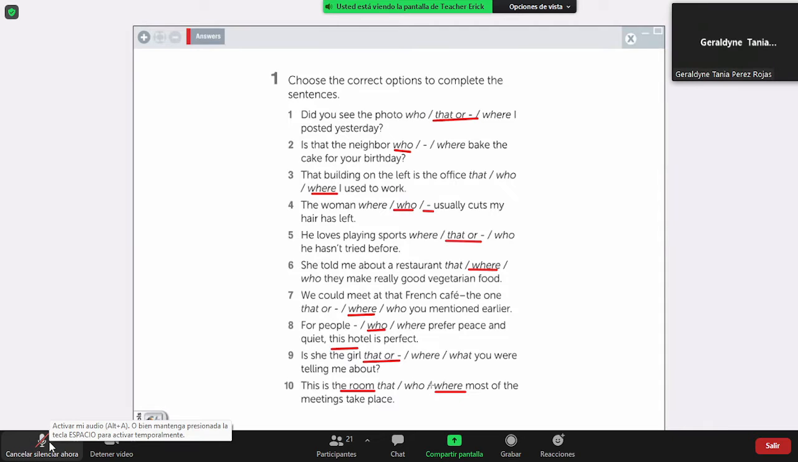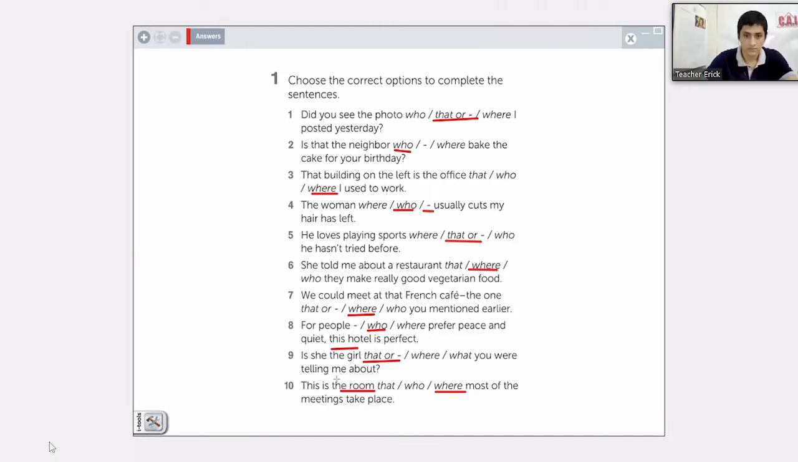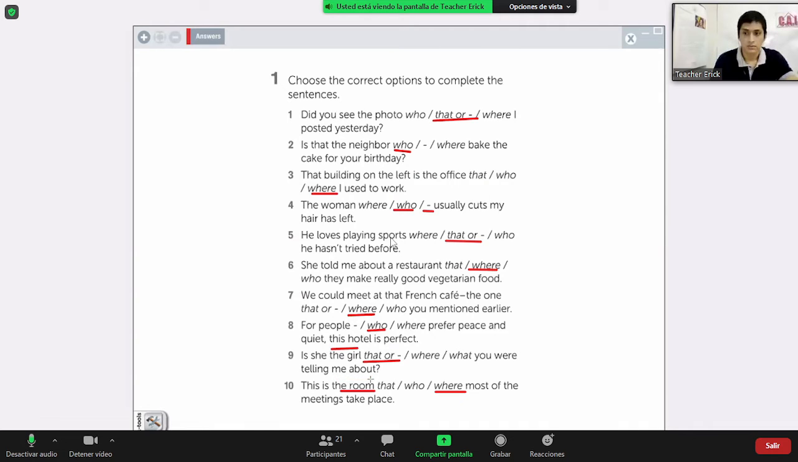I think number 10 is where only, teacher. Where, okay, because we are talking about a place, the room. Teacher, then number 4 is not who. The woman, only hyphen.